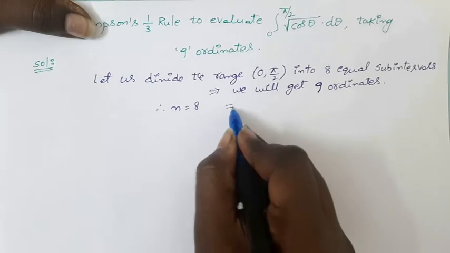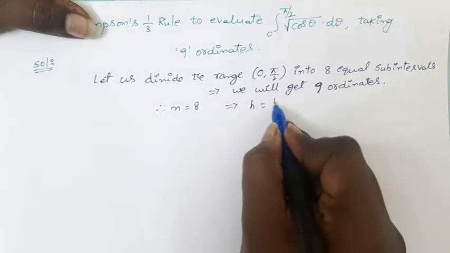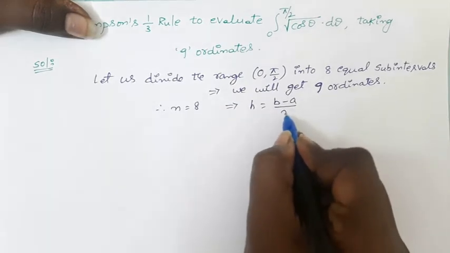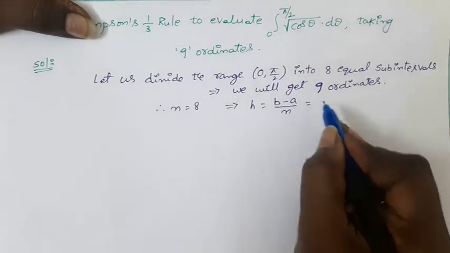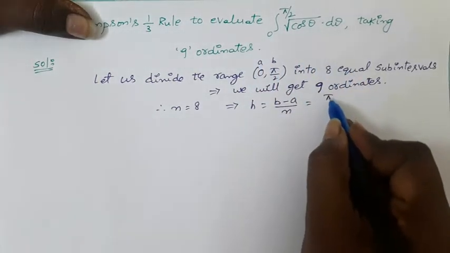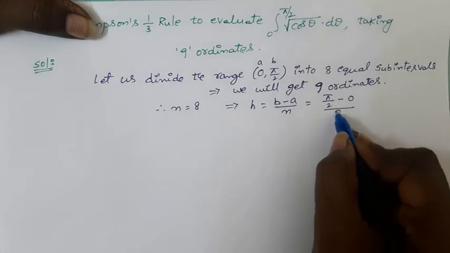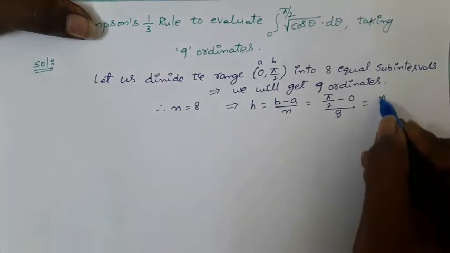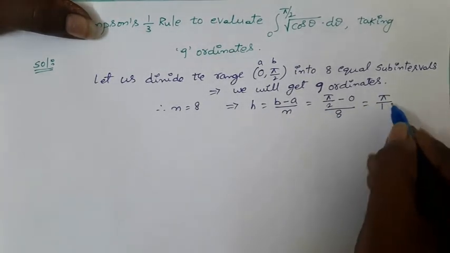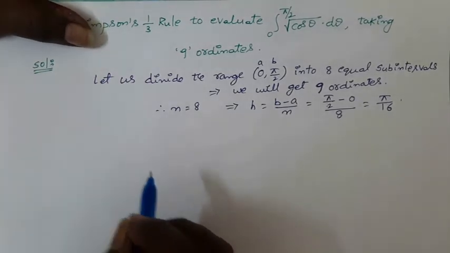Find out the h value. h is nothing but the step size, otherwise interval difference. It is b minus a by n. What is b? Upper limit. What is a? Lower limit. So pi by 2 minus 0, divided by 8. It becomes pi by 2 into 8s are 16. Pi by 16 is the step size, otherwise interval difference.